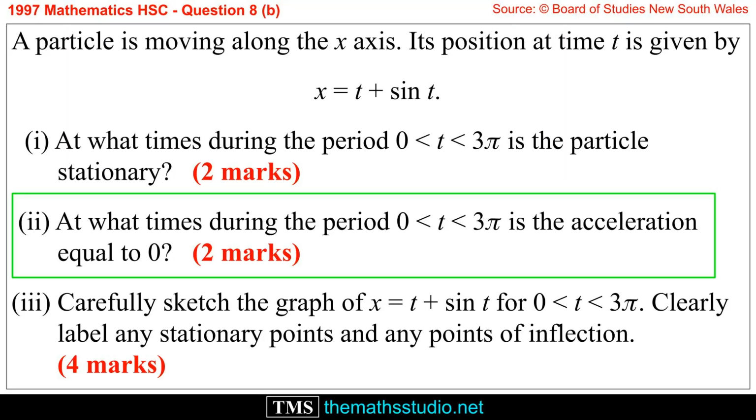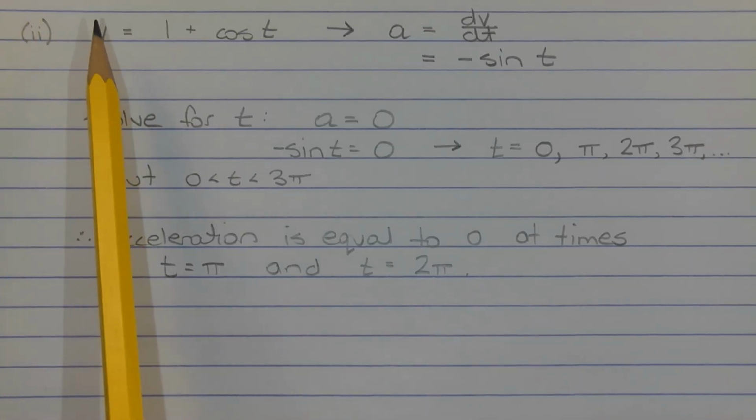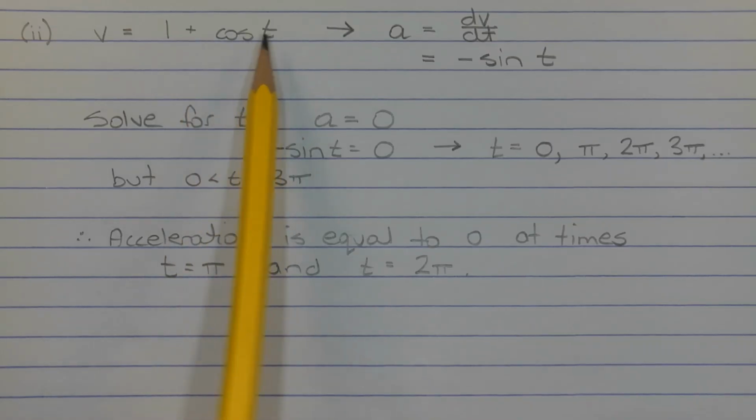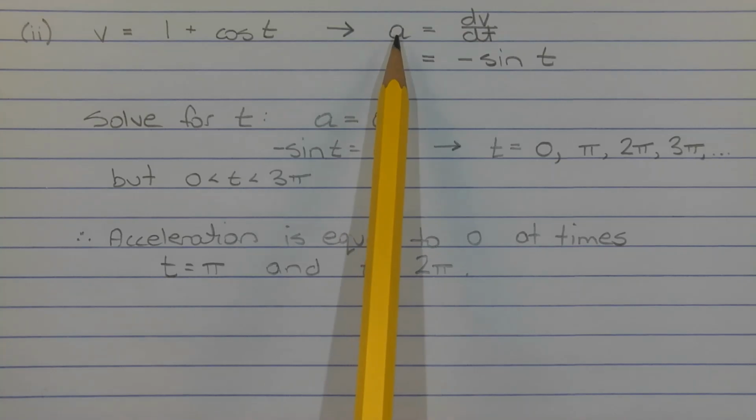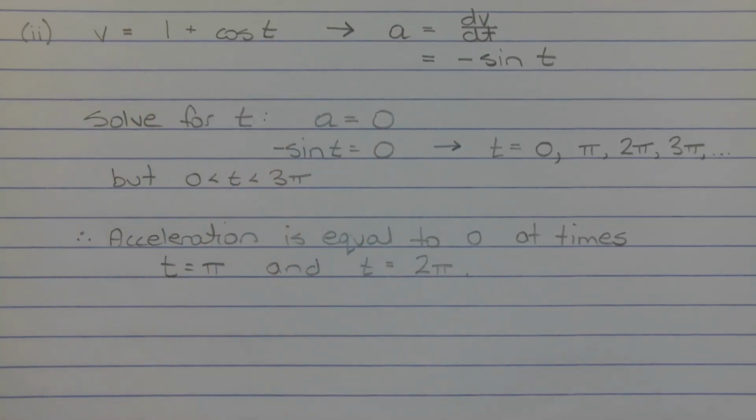Part 2. At what times during the period t greater than 0 and less than 3 pi is the acceleration equal to 0? The velocity equation is v equals 1 plus cos t, which we found in part 1. Now the acceleration a is the rate of change of velocity with respect to time, in other words, dv/dt. So to get an expression for a, we differentiate v with respect to t. The derivative of 1 plus cos t is negative sine t.